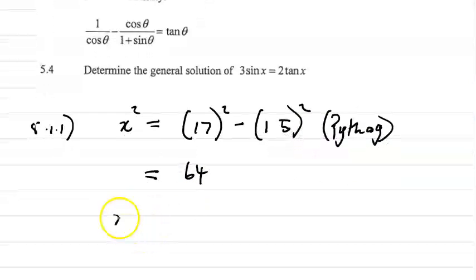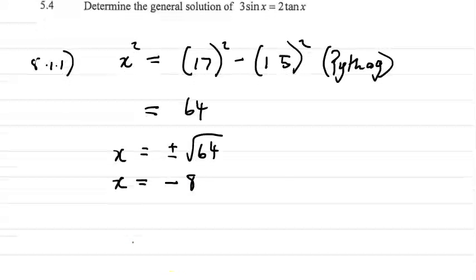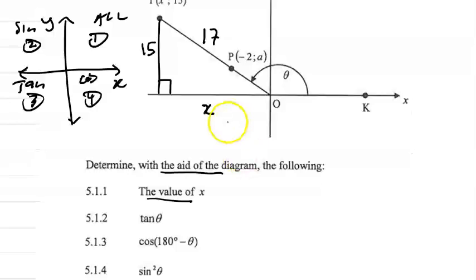Therefore, let's conclude x is going to be plus or minus the square root of 64, which is going to be negative 8. So x is equal to negative 8, because remember, and I'm just going to write this for your knowledge here, in the second quadrant x is less than 0. Now you don't have to write that in the exam, you just need to write down the correct value for x here, which is x equals negative 8. So let's go and fill that in on the diagram.